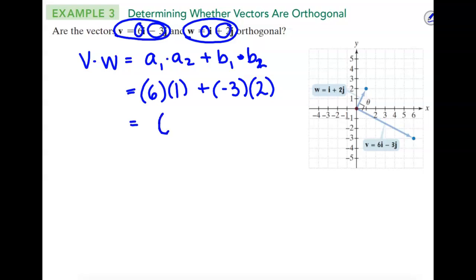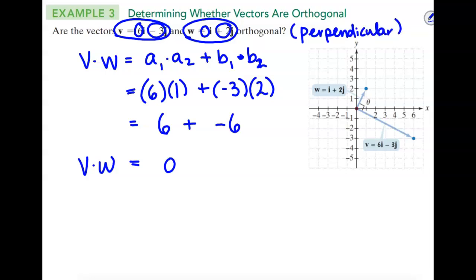Multiply 6 times 1, which is 6, plus -3 times 2, which is -6. Combine those terms together, and you get 0. So the dot product is 0. So on that previous slide, we learned that if those dot products are 0, then they're considered orthogonal or perpendicular. So the angle between these two vectors is at 90 degrees.